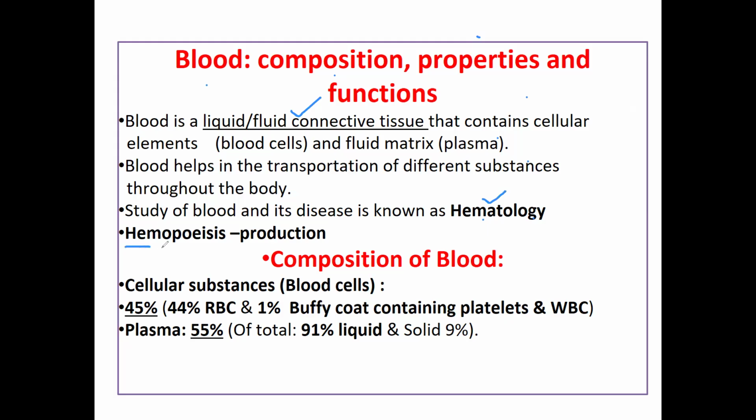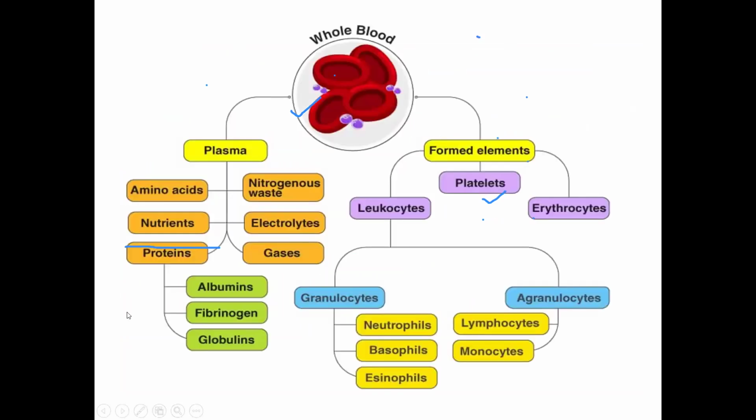Production of blood is hemopoiesis. Red blood cell production is erythropoiesis. WBC production is leukopoiesis. And platelet production is thrombopoiesis. Anyway, overall blood production is called hemopoiesis. Okay, here in the blood, there are two components.